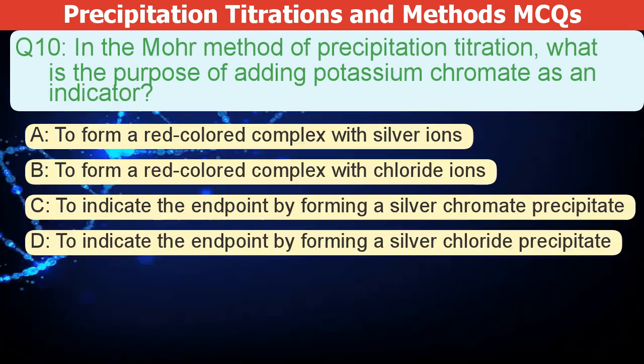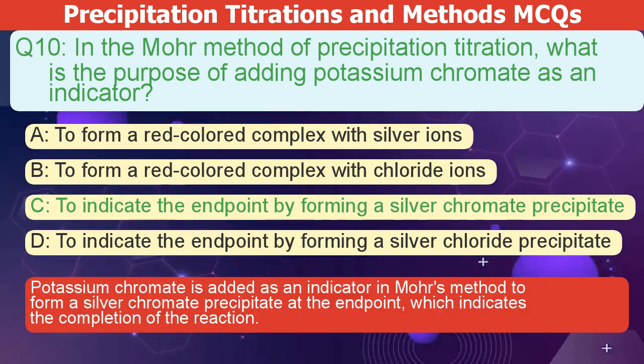In the Mohr method of precipitation titration, what is the purpose of adding potassium chromate as an indicator? A. To form a red-colored complex with silver ions. B. To form a red-colored complex with chloride ions. C. To indicate the endpoint by forming a silver chromate precipitate. D. To indicate the endpoint by forming a silver chloride precipitate. The correct answer is C. Potassium chromate is added as an indicator in Mohr's method to form a silver chromate precipitate at the endpoint, which indicates the completion of the reaction.